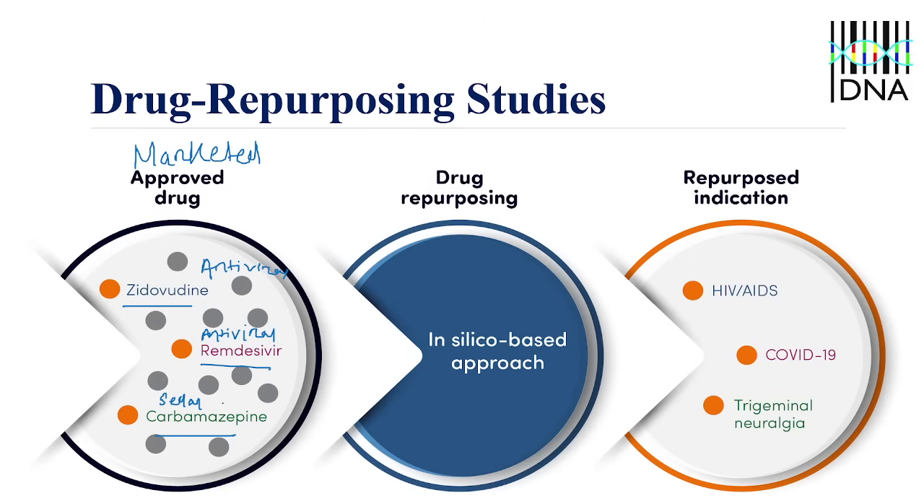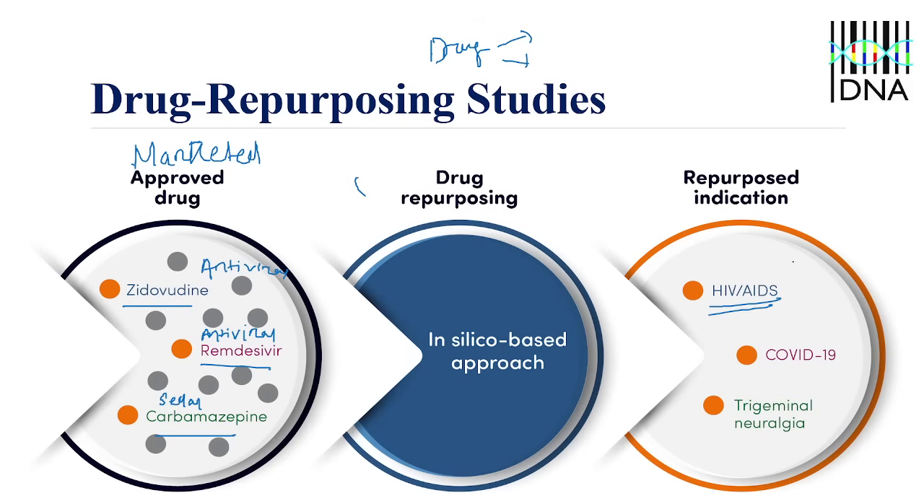But what is drug repurposing? Drug repurposing means we find a drug molecule and explore another activity of the same drug. We can see here zidovudine, which is an antiviral drug, is repurposed and it is found that it has some activity against HIV. Meaning it can have a positive effect toward HIV. It can inhibit the HIV virus, the human immunodeficiency virus.